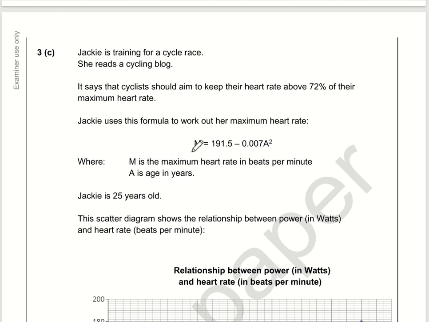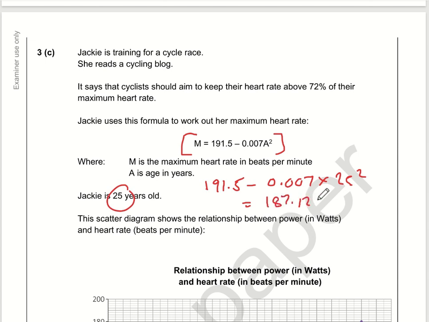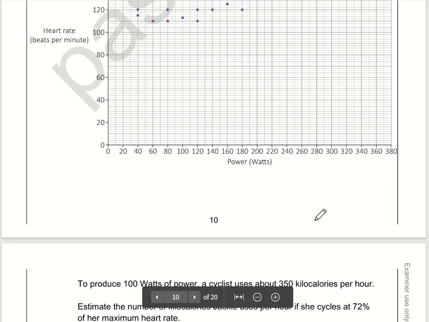Anyway, the first thing we need to do is work out her maximum heart rate. Now remember that 0.007a squared means 0.007 times a squared. So the calculation is 191.5, take away 0.007 times a, which is her age, 25 squared, and that comes to 187.125 beats per minute. So this is Jackie's maximum heart rate.